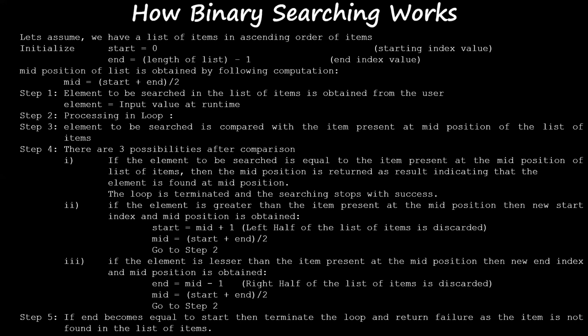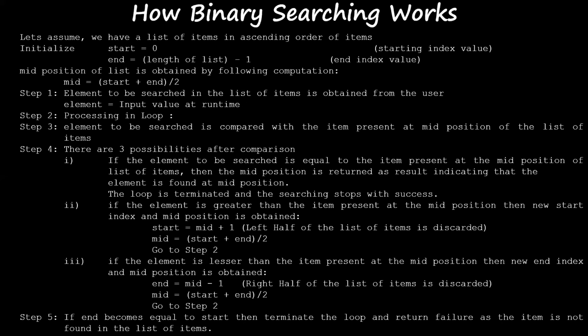Now the first step in this algorithm: the element to be searched in the list of items is obtained from the user. Element is equal to the input value at runtime. Step 2, the processing of the program starts in a loop, and the processing involves searching of the item. Step 3, the element to be searched is compared with the item present at the mid position of the list of items. Step 4, there are three possibilities after comparison.